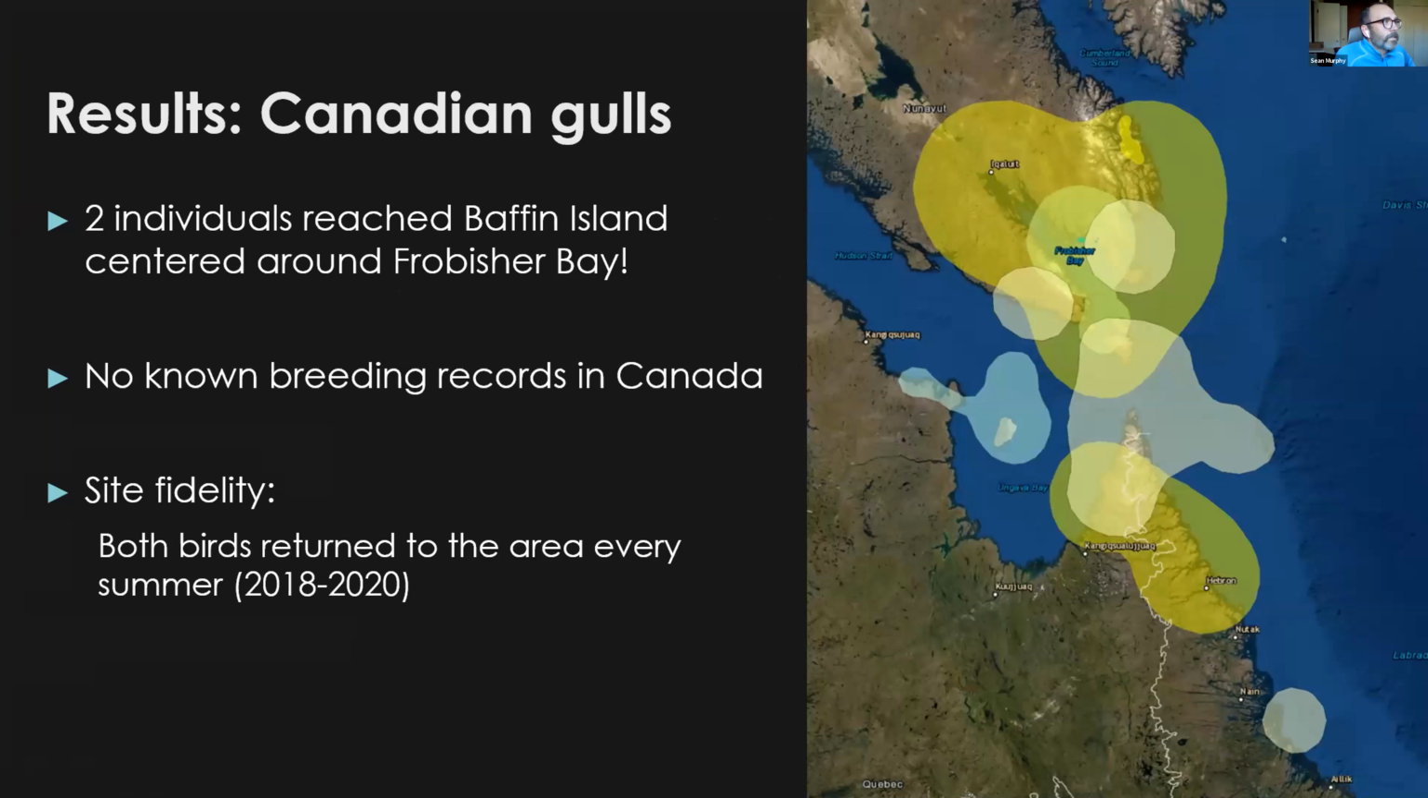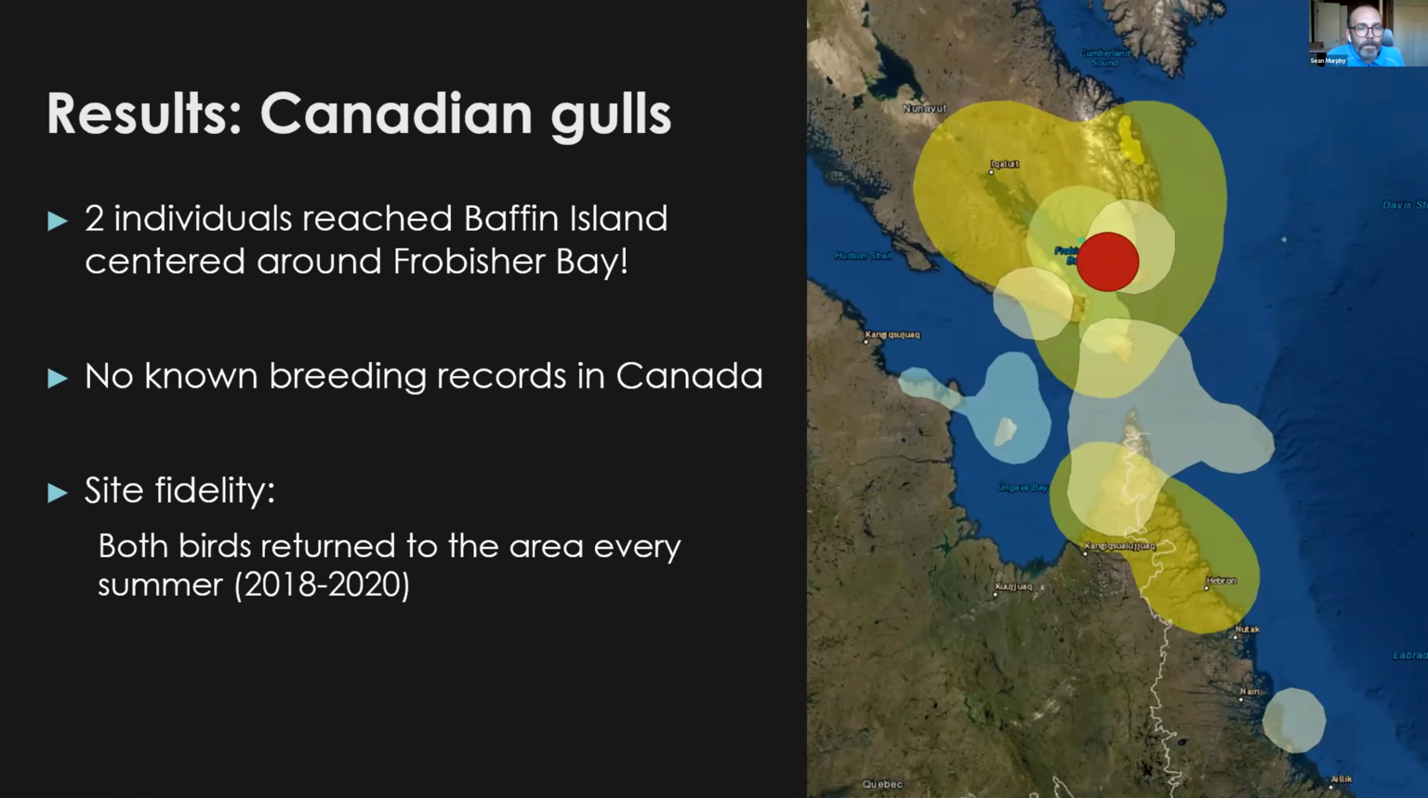So let's dig a little bit more into the Canadian gulls. 2 individual birds out of our cohort reached Baffin Island, and they were centered in different locations, but centered around Frobisher Bay, which is right here. It might be hard to see with this map, but again, there are no known breeding records in Canada. And these birds exhibited site fidelity. So they returned to their locations, albeit the total area usage may have been different, but they returned to those locations in subsequent years.